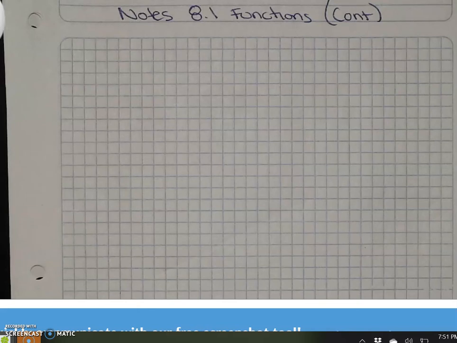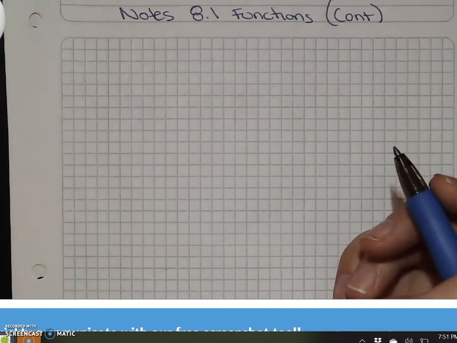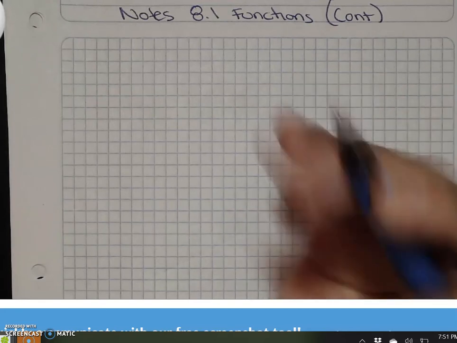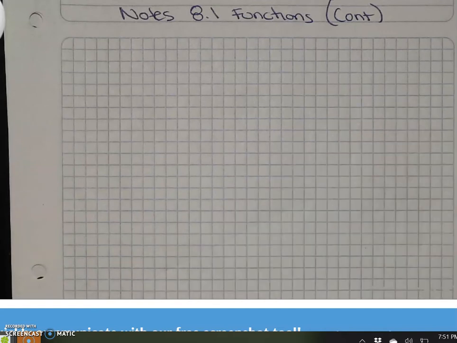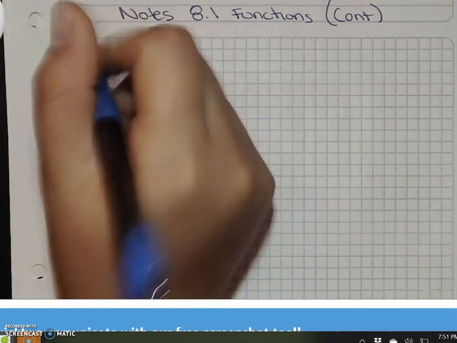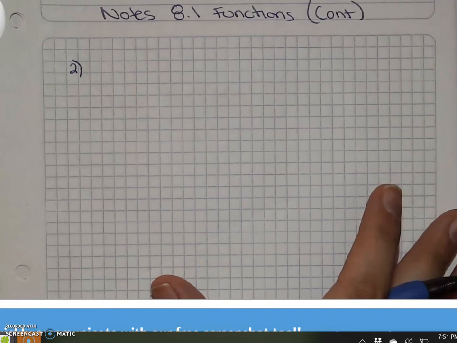All right, my students, welcome to the second part about functions and creating function tables and graphing. Now, for this example, I am going to use a function rule that has two operations in order to find the output. So here we go. I'm going to put this as example number 2 because this is a continuation of the last video where we discussed vocabulary terms.